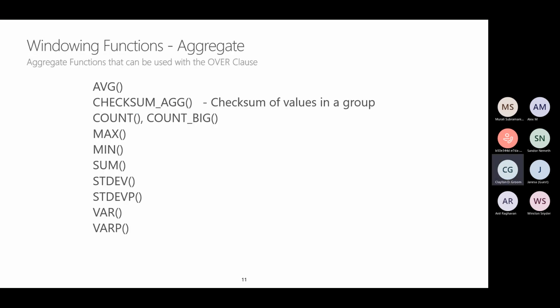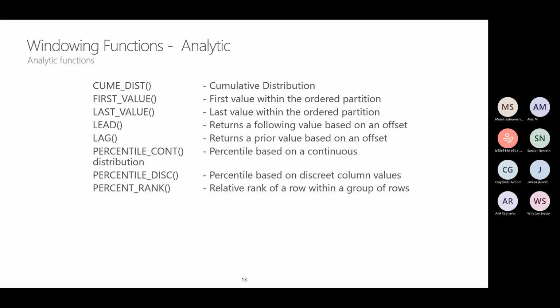So what are the functions you can actually use with the window partition, order by, and all the other bits? You can do average. There's a checksum function, count big, max, min, sum, standard deviation p, var, and var p. There's, I believe, a few more. Rank, dense rank, n-tile, and row number. And SQL 2019, I think, added a couple as well.